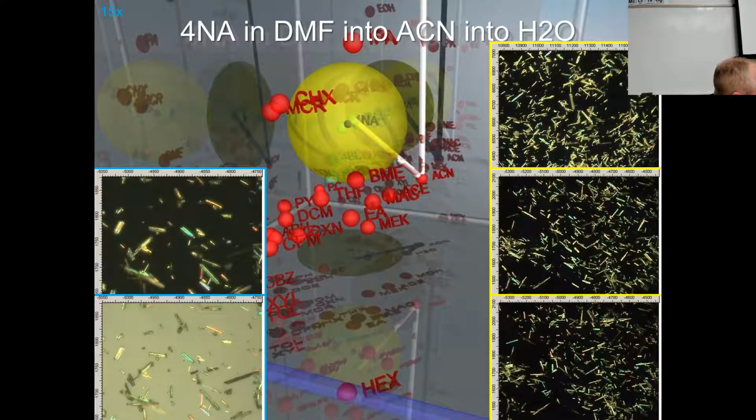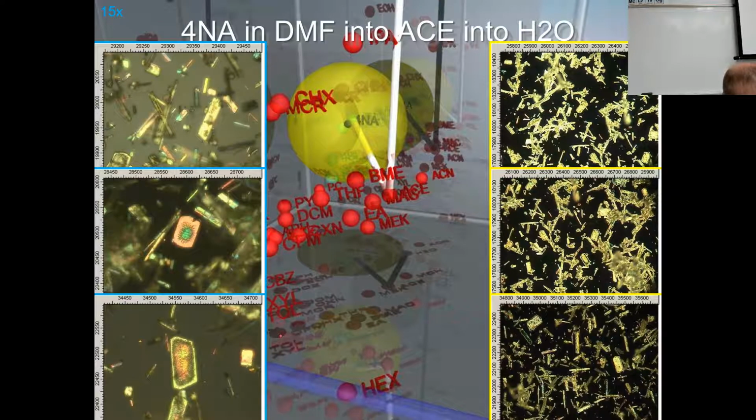Okay, this is acetonitrile. So we're going out the back of the sphere to acetonitrile and then to water. So we're kind of zoomed in. Now it's a very polar molecule. We don't have any plates at all in this one. It's all needles. Then we get to acetone. We come out the front. And so it seems like when we did ethanol and when we did acetone, we came out of the front of the sphere and we got more plates. When we went out of the back of the sphere or the top of the sphere, we got needles.